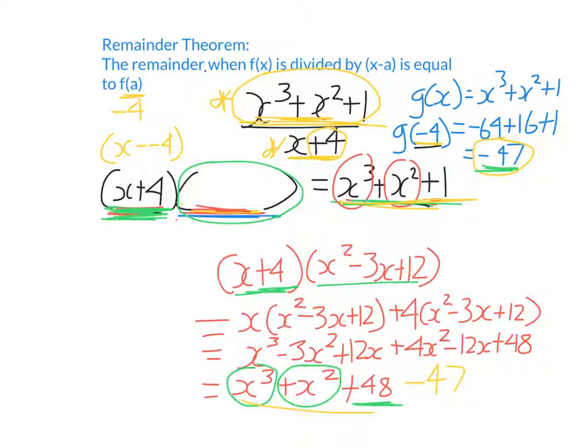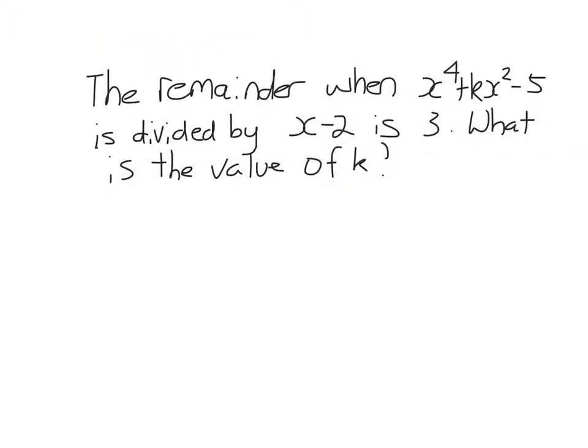All right, let's just do a couple more questions now where we're finding one of the coefficients. So let's look at this question here. The remainder when x to the power of 4 plus kx squared minus 5 is divided by x minus 2 is 3. What's the value of k?